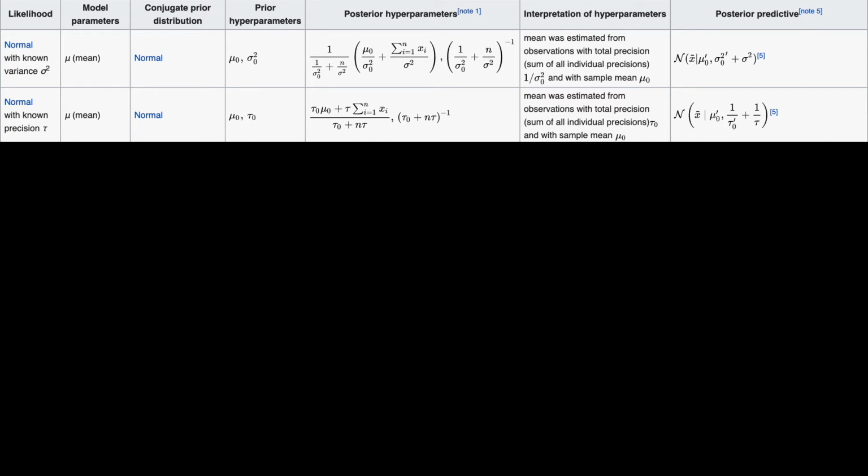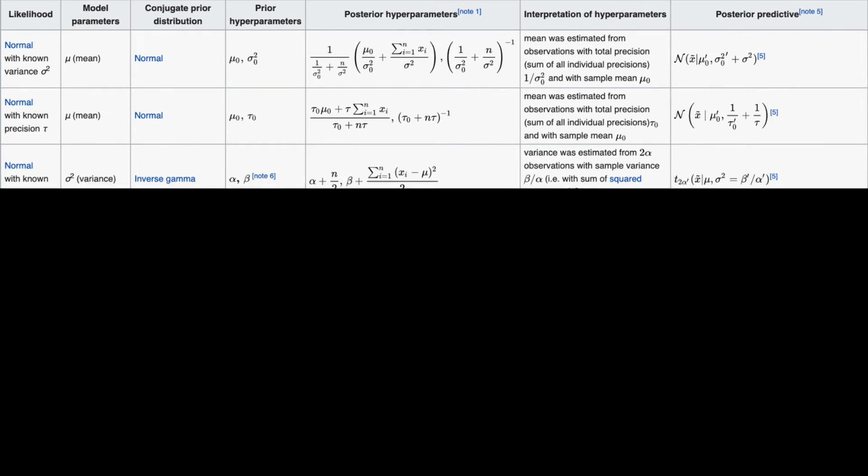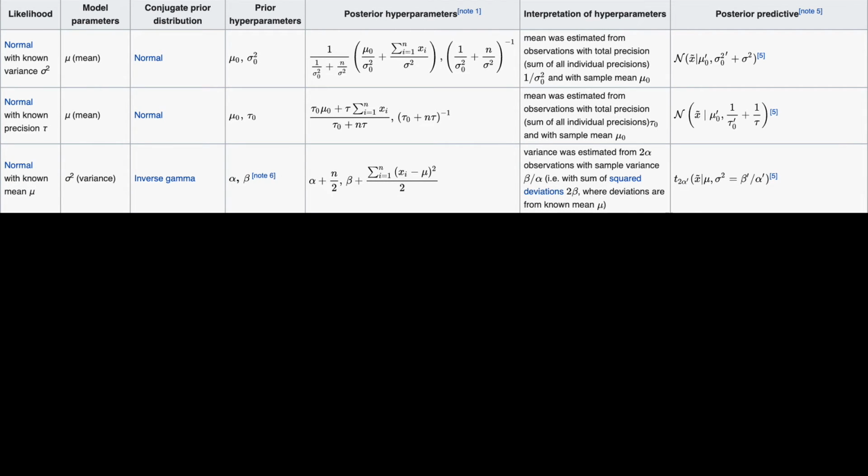This is another scenario where instead of thinking in terms of variance, you are using precision. Precision is the inverse of variance. This scenario is interesting as well. Here you are considering that you know the mean but are interested in getting the posterior distribution of variance. The conjugate prior in this case will be the inverse gamma distribution.